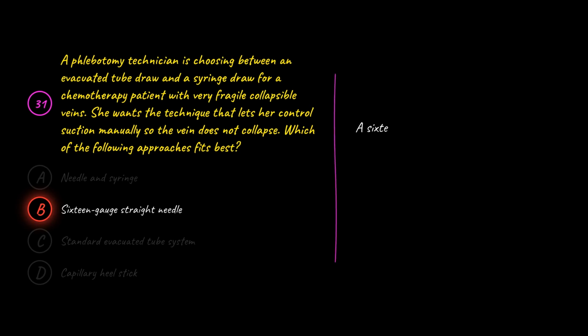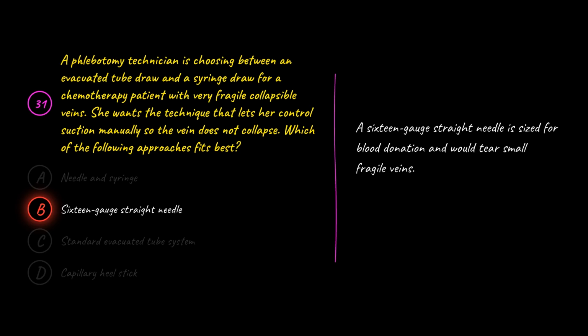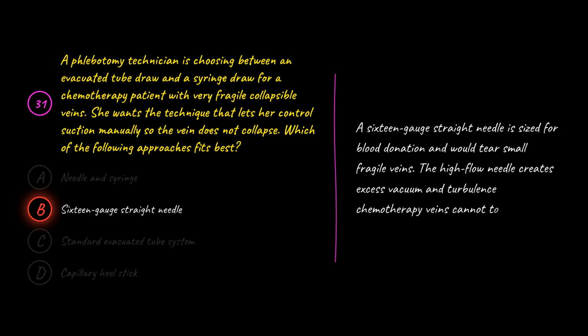B is wrong because a 16 gauge straight needle is sized for blood donation and would tear small fragile veins. The high flow needle creates excess vacuum and turbulence chemotherapy veins cannot tolerate.